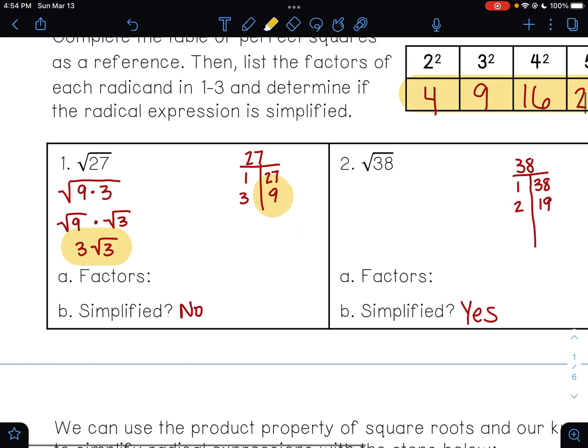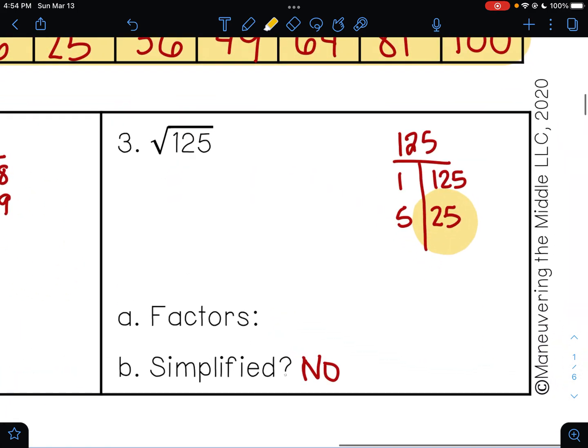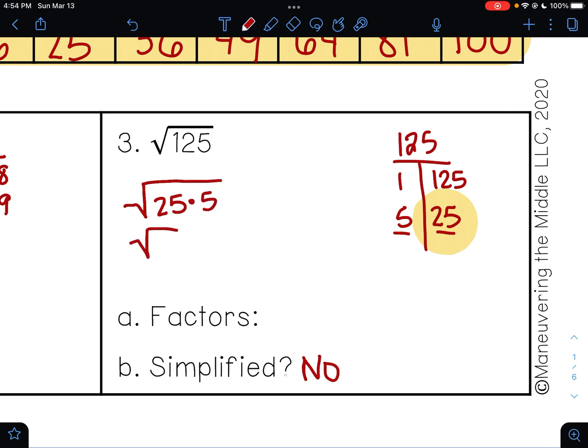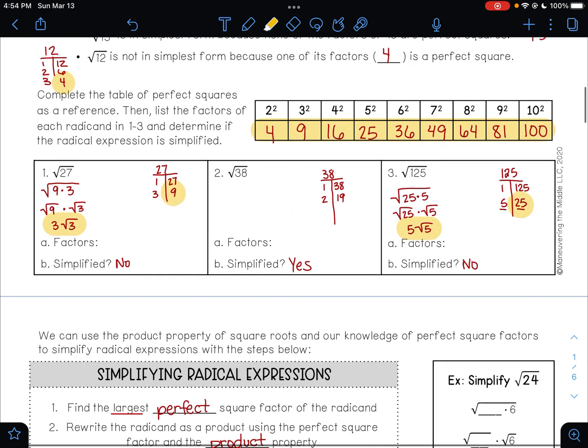Okay, number 2 was already simplified, but number 3 wasn't. So this is what it would look like. We have 25 times 5. So we have 125, we have 25 times 5. Then I break it up, 25 times the square root of 5. Well, we know the square root of 25 is 5, so we're left with 5 rad 5.